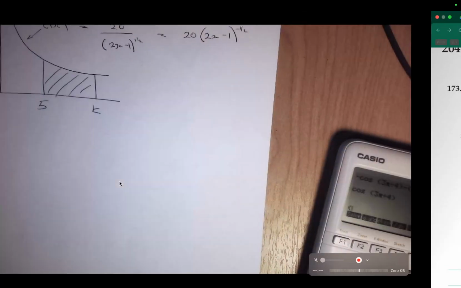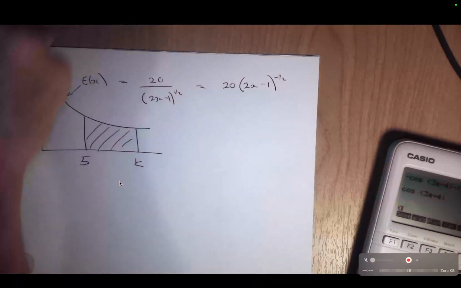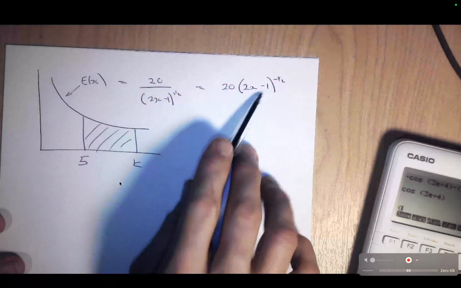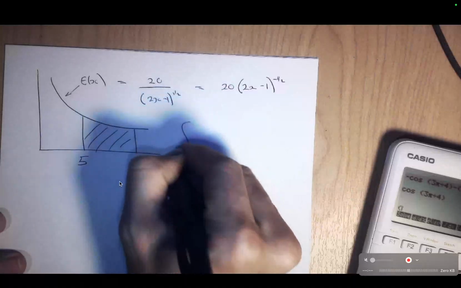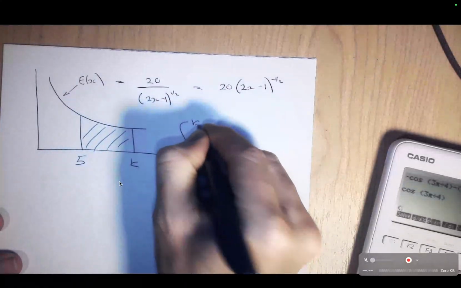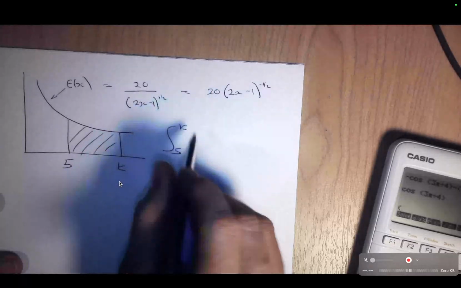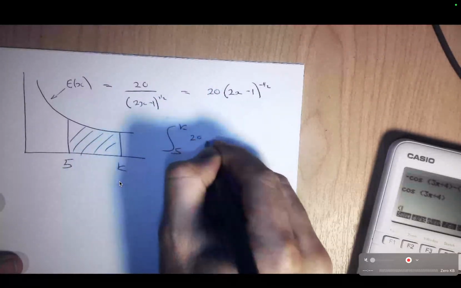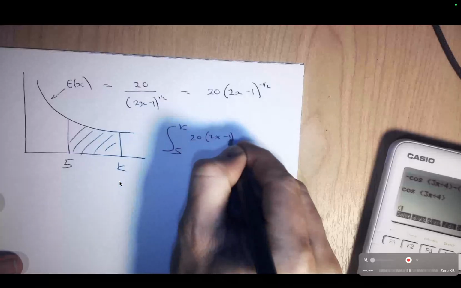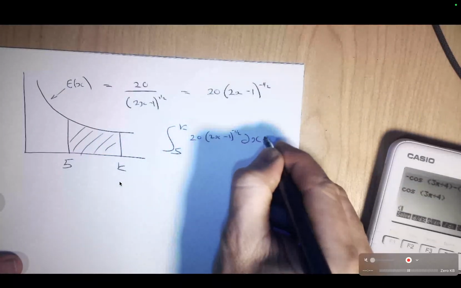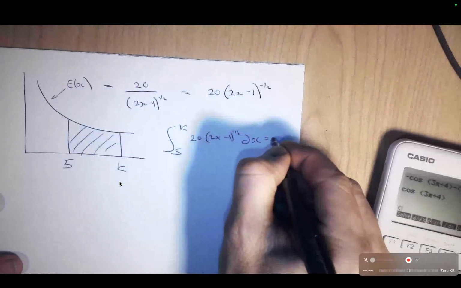So let's look at it in terms of this bit here. Straight away, I've got rid of the surd sign and I've brought it up here. And in theory, I'm going to make a statement. I'm going to say between 5 and k, the upper limit k, the lower limit 5, of 20 times (2x minus 1) to the power of negative a half, with respect to x, is equal to, I think it was 40.